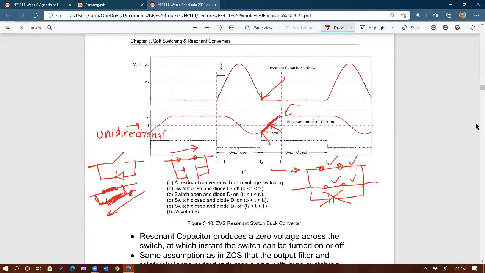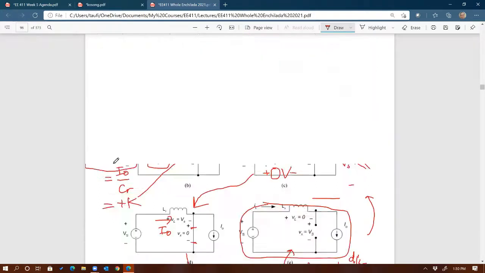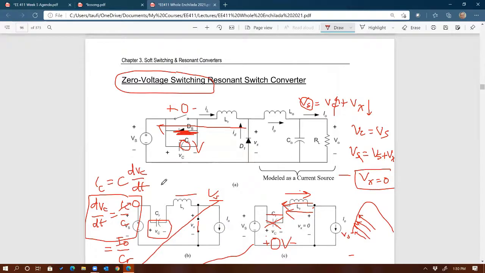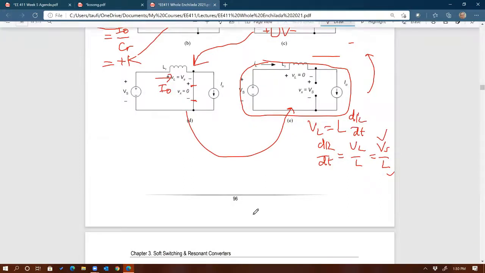Okay, and then what happens? After that, you have the last state right here. This state is going to keep continuing until you start the cycle again, until you start from the beginning, from here again, when you turn off the switch. Okay? All right.